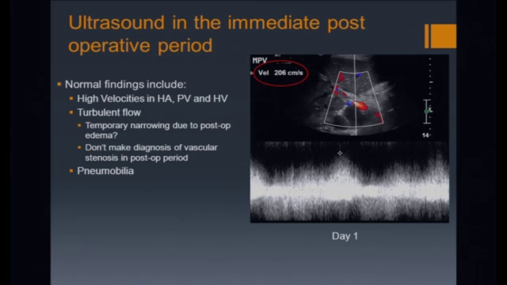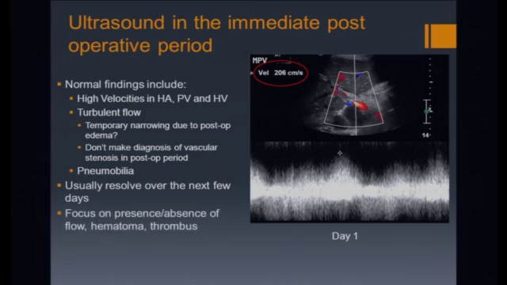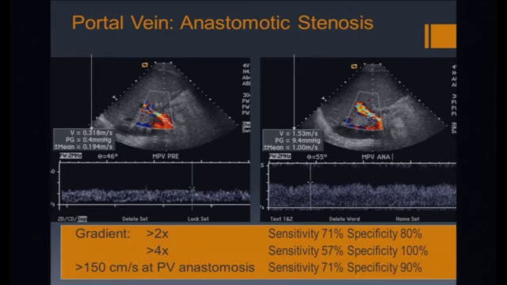You may also see pneumobilia in the immediate postoperative period, which was introduced as a result of surgery, and this should not be regarded as a cause for alarm. All these findings resolve in about 1 to 2 weeks after transplantation. In the immediate postoperative period, you should focus on the presence or absence of flow, hematoma, or thrombus. Now, what are the Doppler velocity criteria for anastomotic stenosis? Well, outside the immediate postoperative period, we know that a high velocity is suggestive of portal vein stenosis.